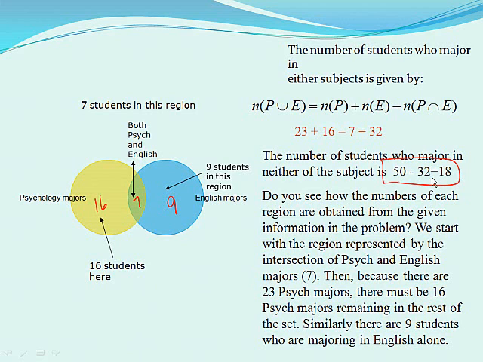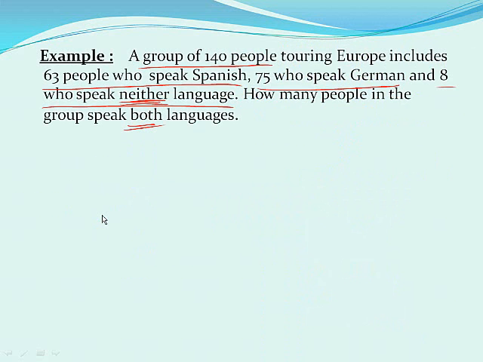How many students are neither psychology and English majors? To get the psychology majors alone, we need to look at this portion of that set, which is counting as 16. So the answer to the second part of the question will be 16. There is one other example we can do.